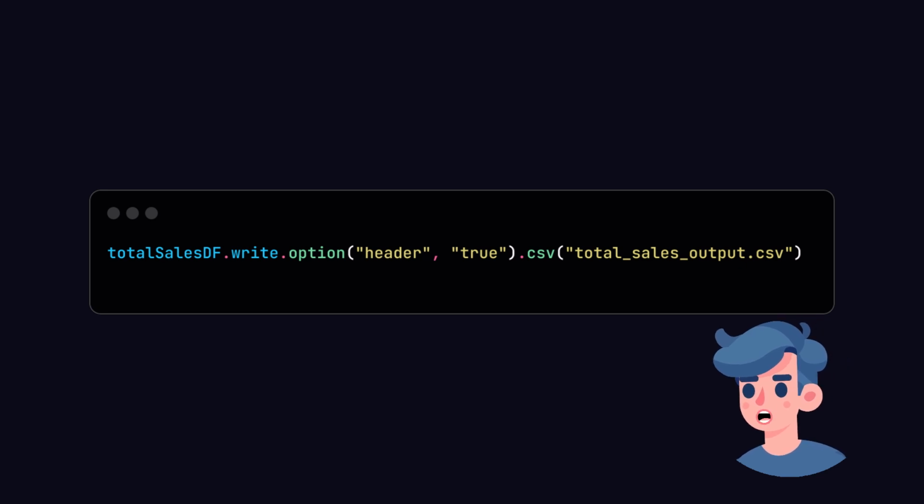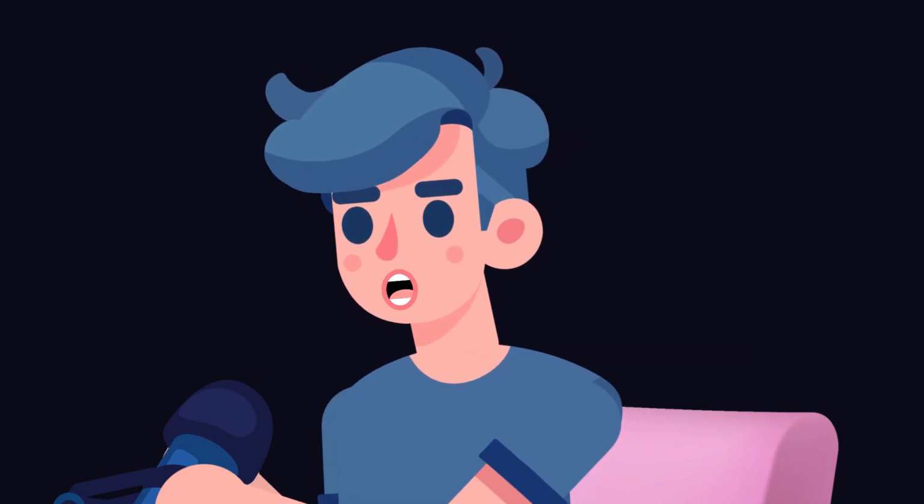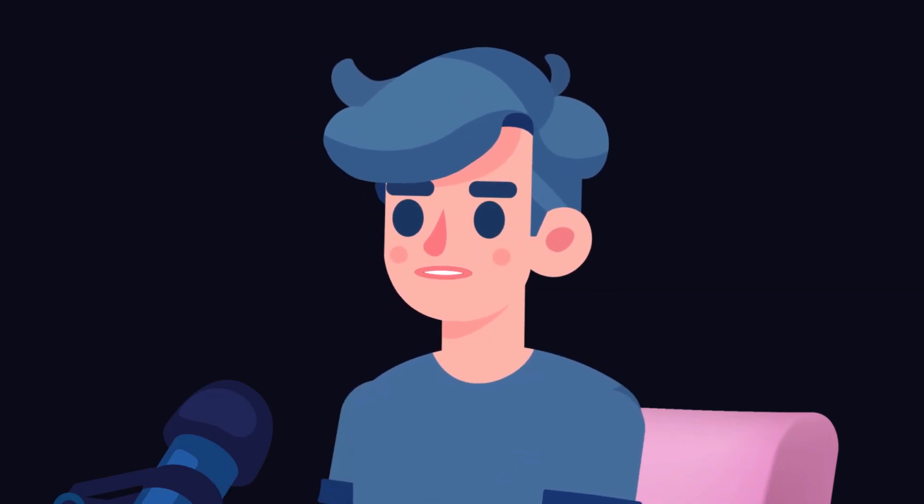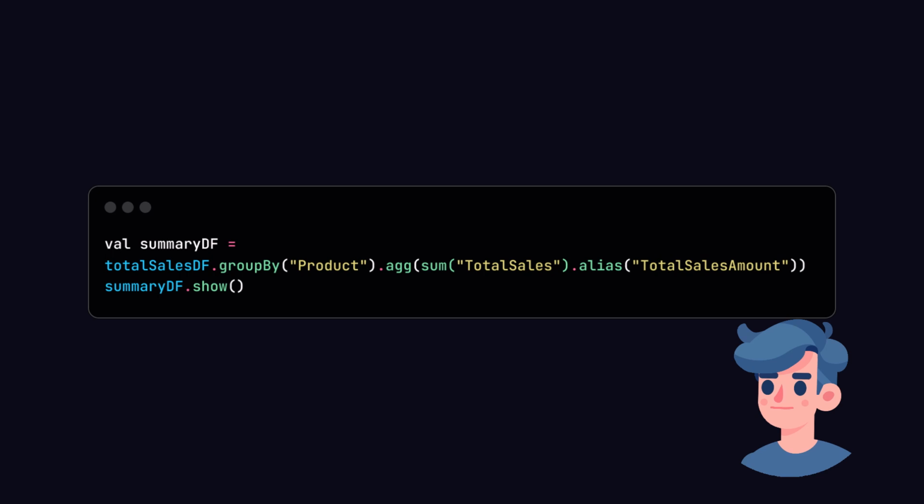Now that we've processed the data, it's often necessary to save our processed results back to storage. This line of code saves our processed data frame as a CSV file. You can check your project directory to see the generated total_sales_output.csv file. Batch processing can also involve aggregations.